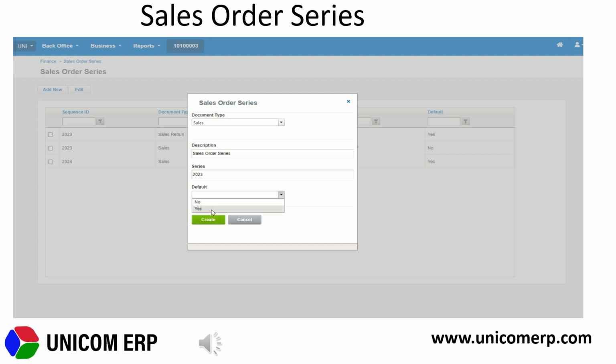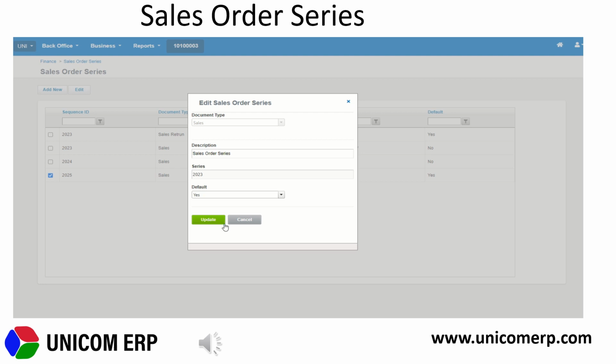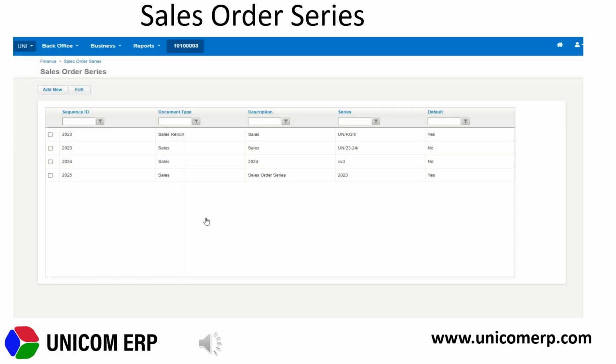To change the default of any series, check the checkbox corresponding to the series and press the Edit button above. To set the series to default, select Yes from the default combo box. You can also change the description if you want. After all, press the Update button to save the data.